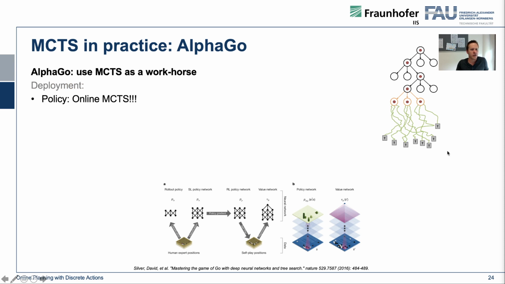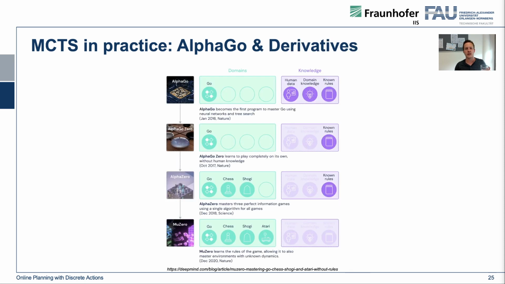Okay, and during deployment, we just run online MCTS. With the board position that we see, we run MCTS until our computation budget is exhausted, and then we take the action that maximizes the return. And if we encounter a new board state, we just run online MCTS again. Okay, so this was the original AlphaGo implementation.